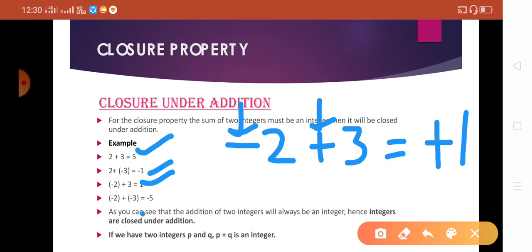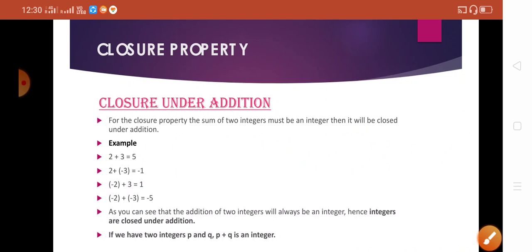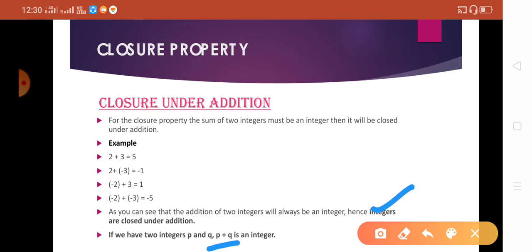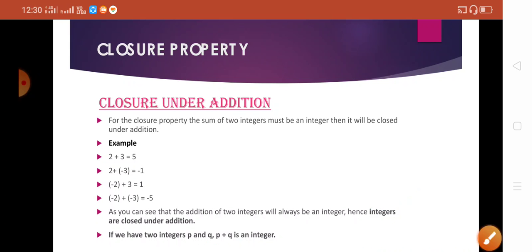Minus 2, minus 3: same signs are there, so we will add. Minus 2 plus minus 3 is minus 5. Minus 5 is also an integer. So here we can conclude that all the answers that we get are integers. If you add two integers and the answer is also an integer, we can say that integers are closed under addition. Here we have taken two numbers as p and q. So p plus q is also an integer.